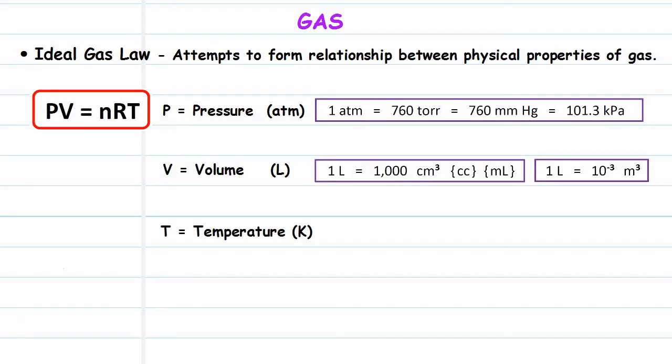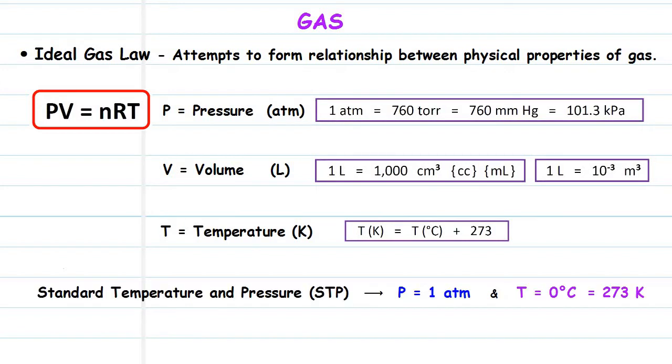For T, it needs to be in Kelvin. And if you have T in Celsius, just add 273 to it to get Kelvin. There is a special condition which is called standard temperature and pressure, or STP. At STP, pressure is always 1 atm and temperature is always 0 degrees Celsius, or 273 Kelvin. Sometimes the exam might not give you pressure and temperature, but just give you the STP, so you know exactly what it is.